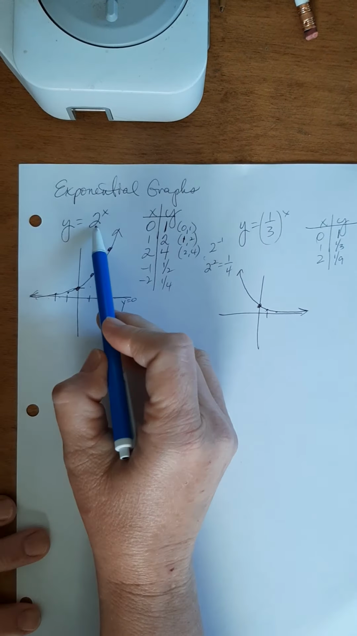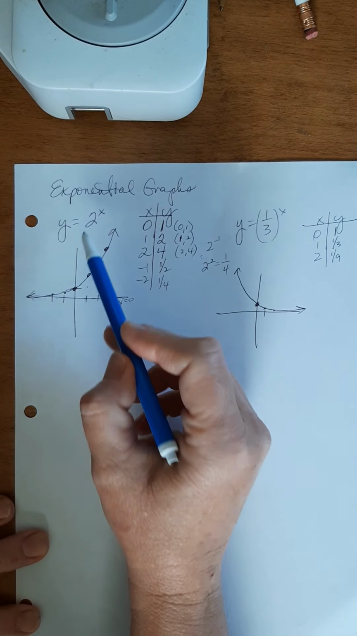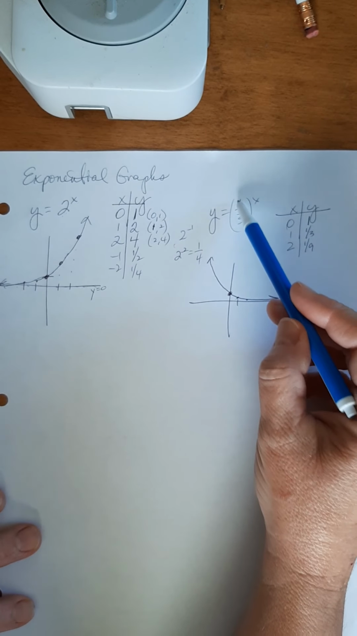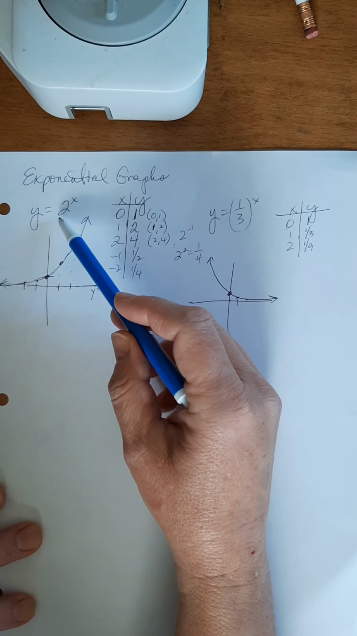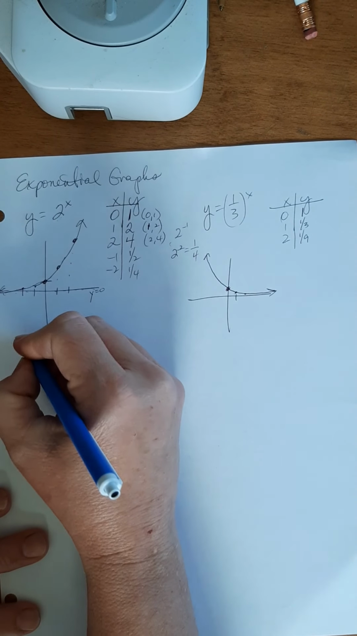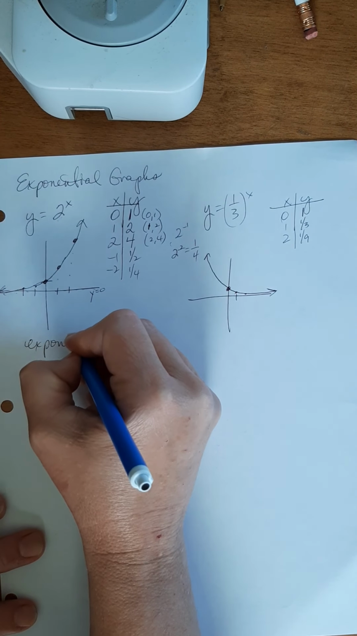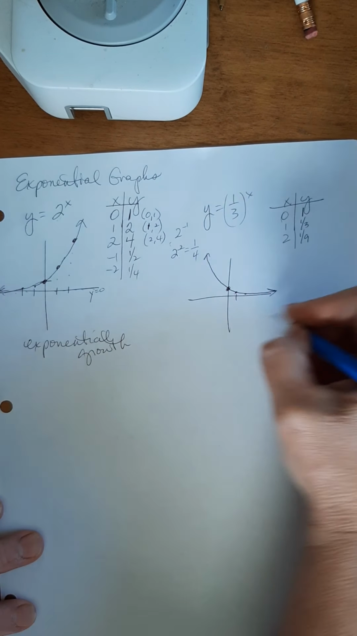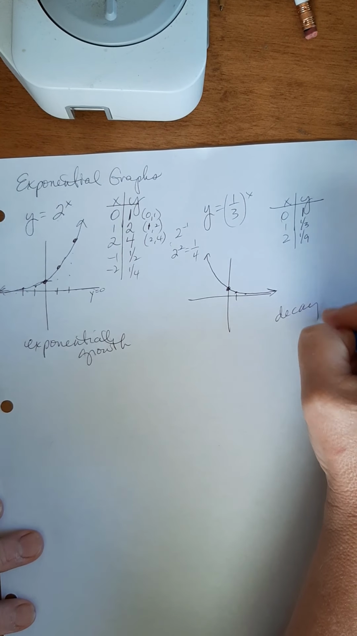If the base is positive and greater than 1, it's going to swoop up. Less than 1, it's always going to go down. This one is called exponential growth. This one is called exponential decay.